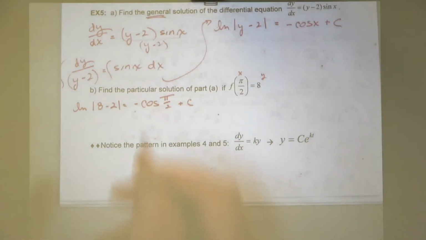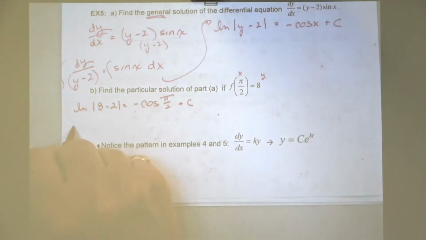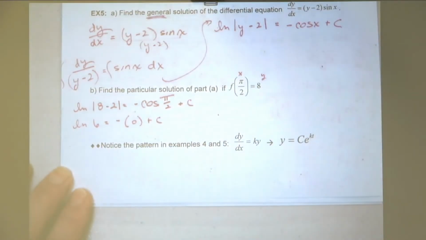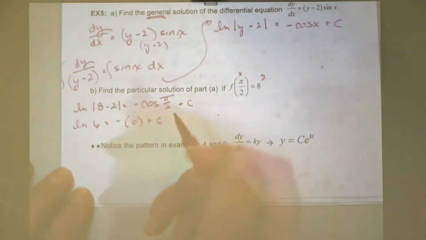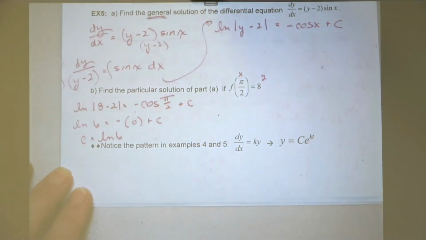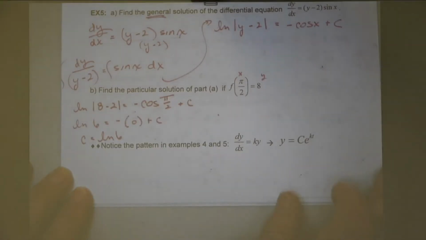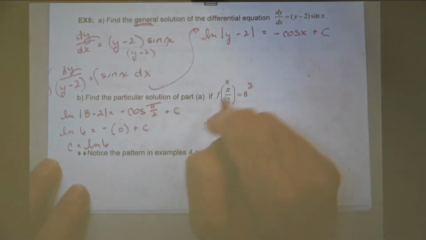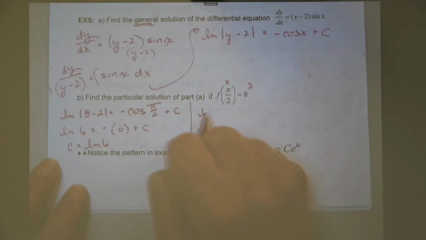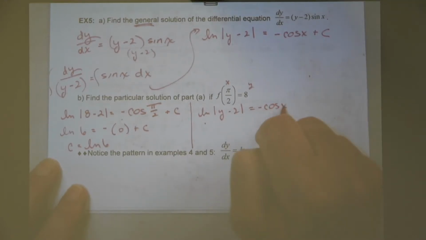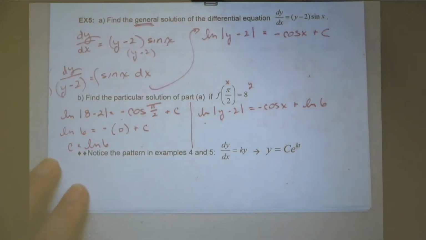Well, 8 minus 2, of course, is 6, and 6 is positive, so I can drop the absolute value. And cosine pi over 2 is 0. So the c value here is ln 6. All right, so here we go, back up into the equation. And we've got ln of y minus 2 equals negative cosine x plus ln 6.